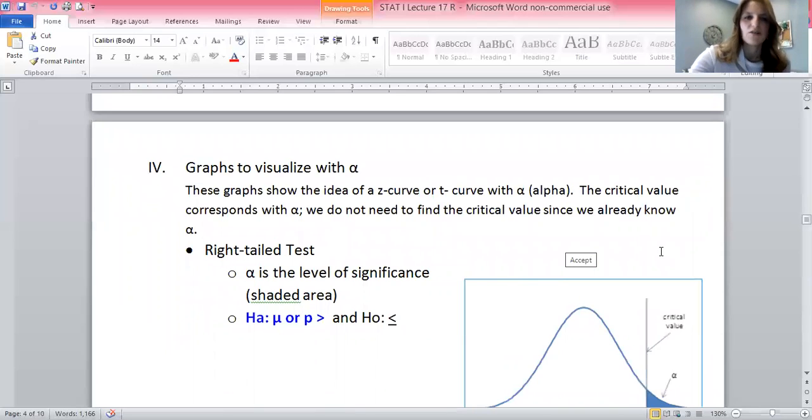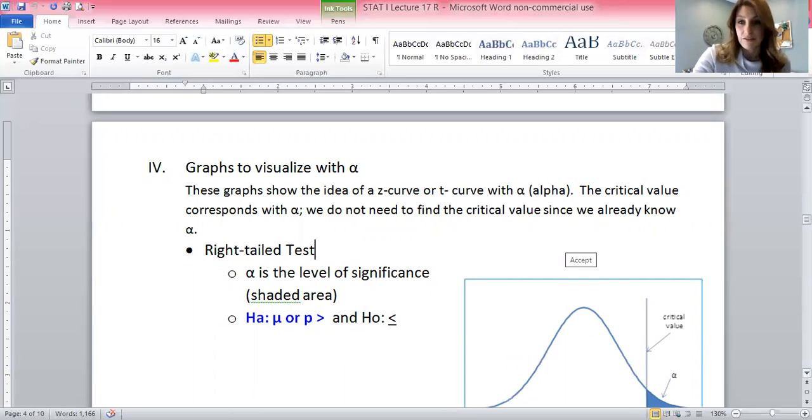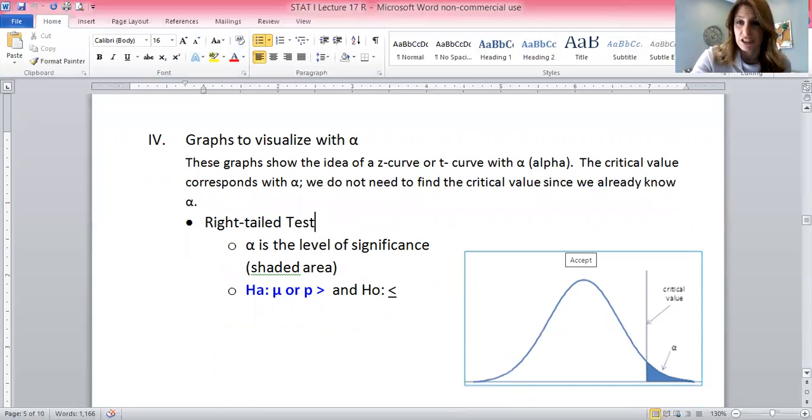So let's look at some of these graphs. First of all, I'm just showing you some graphs with alpha. Remember, alpha is my level of significance. We're going to use this in the conclusion step, which is my very last step. We're going to learn that next lecture, but I wanted to show you what it looks like.